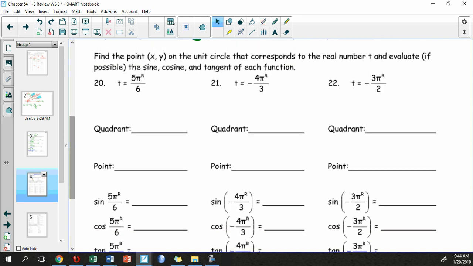Okay, find the point x, y on the unit circle. What's x and y? Cosine and sine. That's that ordered pair of your quadrant one that it wants you to look at. Okay? And it says that corresponds to the real number t, and evaluate, if possible, the sine, cosine, and tangent of each function. Now, I didn't change the directions there. I gave you all 6 trig functions. I wanted you to find them all 6. All right? So, with that being said, I need to know, where is 5 pi over 6 at? Denominator is 6, so this is going to be 6 pi over 6. So, where's it at? It is in quad 2, and what do we know about being in quad 2?